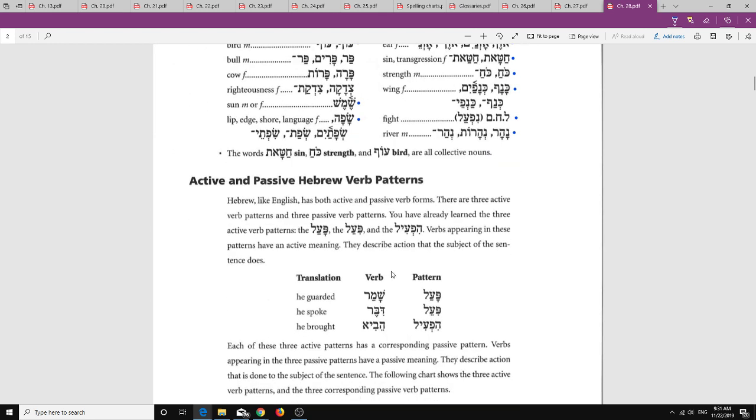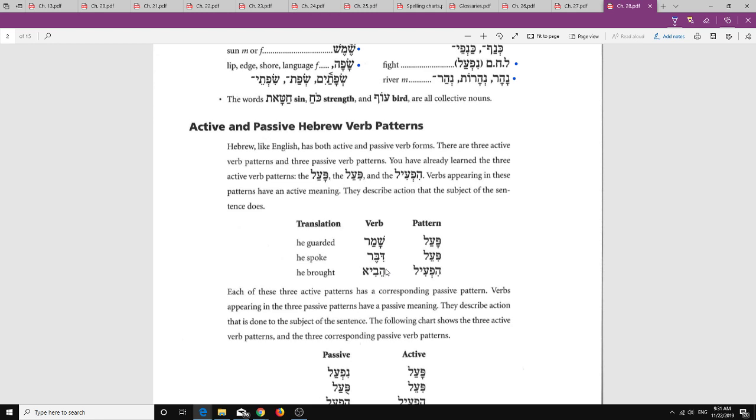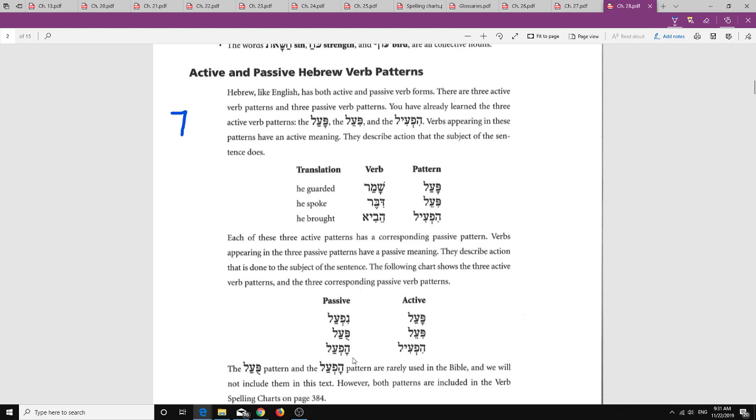Okay, so we've kind of talked about this next section. We talked about it last class session, actually. We've already learned our 3 active stems. So remember there are 7 stems. Here are 6 of them. The active ones are the pa'al, just our normal verb, simple sort of action, the pi'el, our intensive action, and the hifil, our causative action. So these are all active.